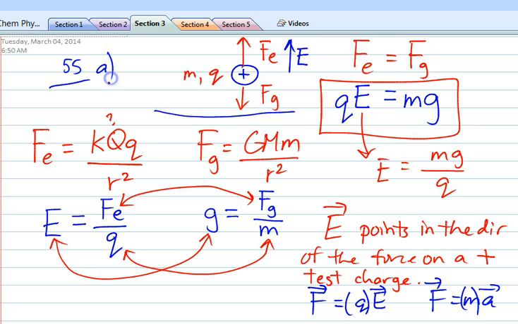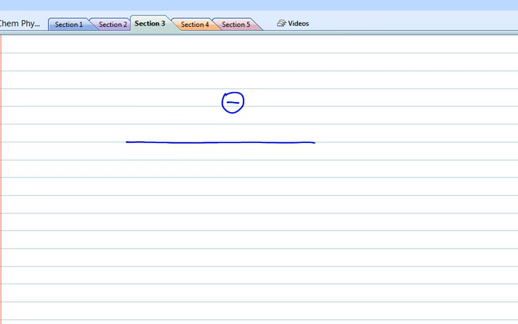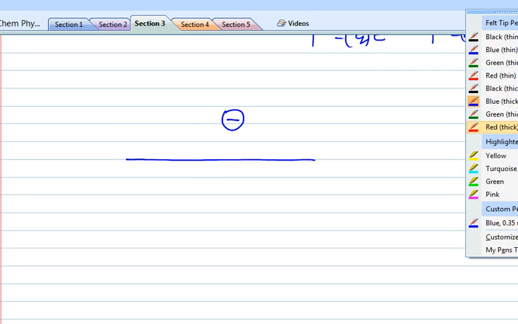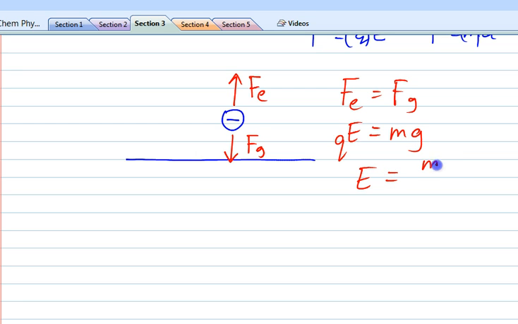So that's part A. But now, what happens if we replace it with a negative charge? Same situation. We have a negative charge, and this time we draw the forces, and it should be no surprise that we have the exact same forces because it's still balancing the force of gravity and the electric force. We go through the same calculation: q times E equals m times g. We're going to get a slightly different number because the mass of the electron is different, so the number for the field won't be the same.